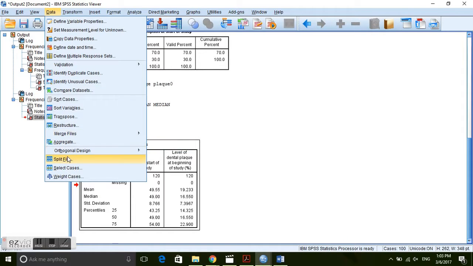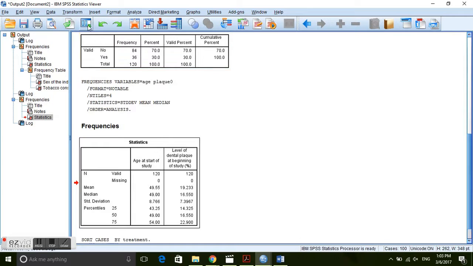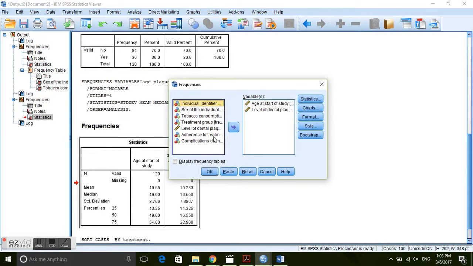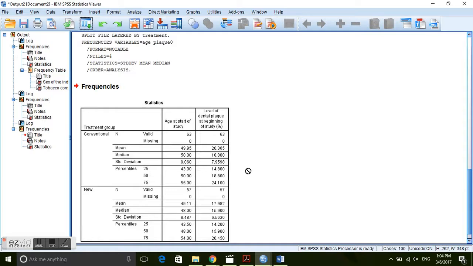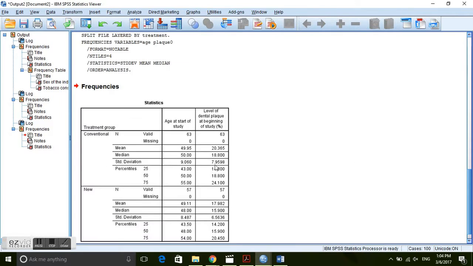Okay, and now we want to split this by treatment group. So we will go to split file, compare groups, treatment group. Okay, and then if we go back to frequencies, now we are getting these statistics for the quantitative variables split by treatment group. So this is the conventional treatment group, and this is the new treatment group. So in these columns where it says new treatment and conventional treatment, you will put these statistics.